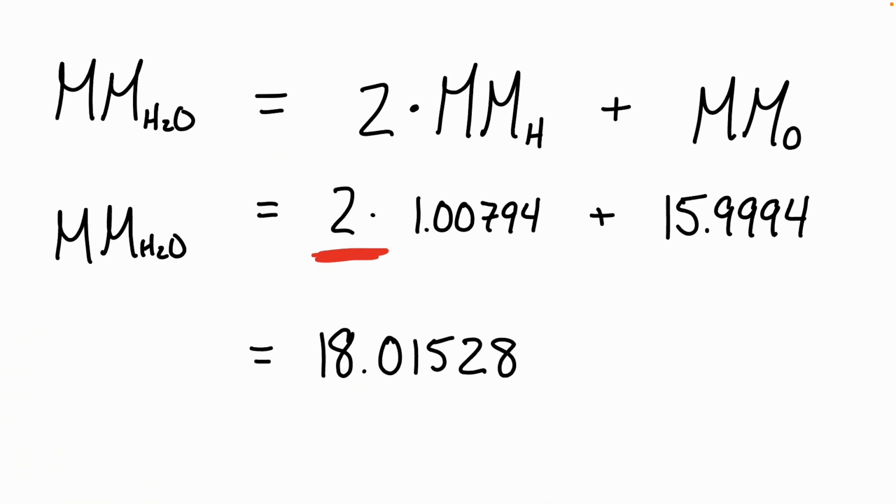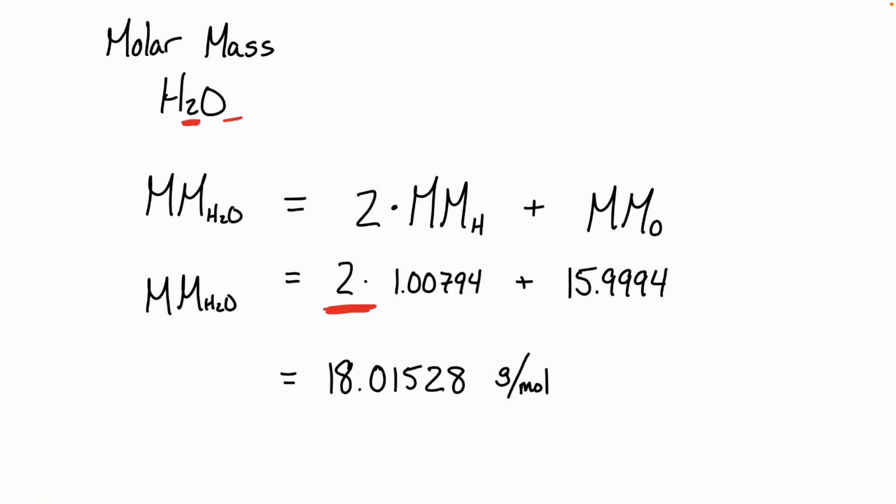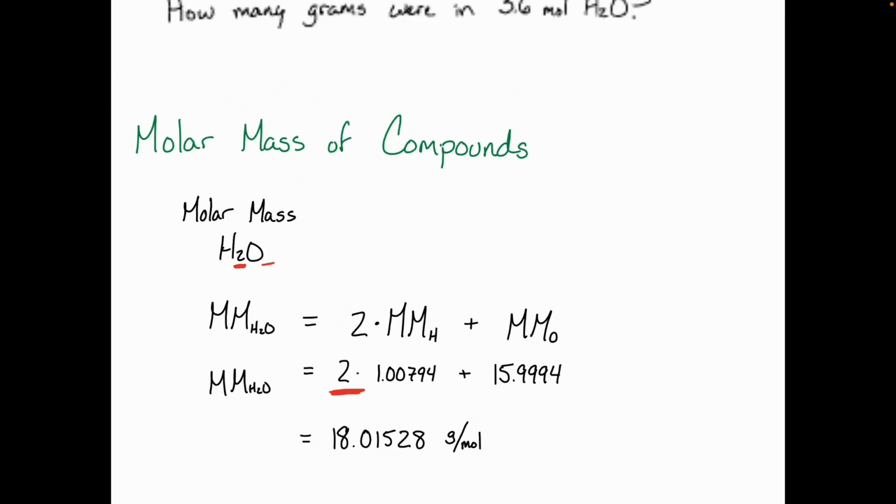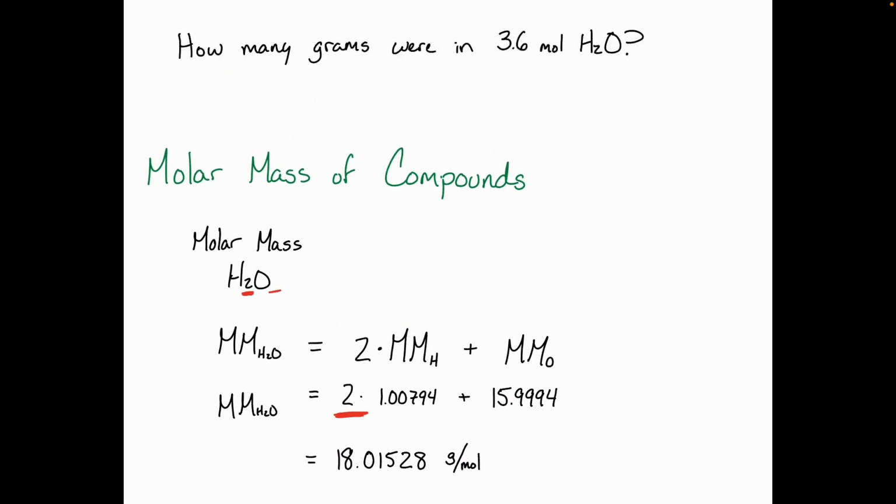And what are my units on this 18 point whatever? Grams per mole. Absolutely. The molar mass. Always both of them together. Not just grams, not just moles, but grams per mole. So now that we have this molar mass, see if you can't finish off this problem here and tell me what the mass of 3.6 moles of water is.